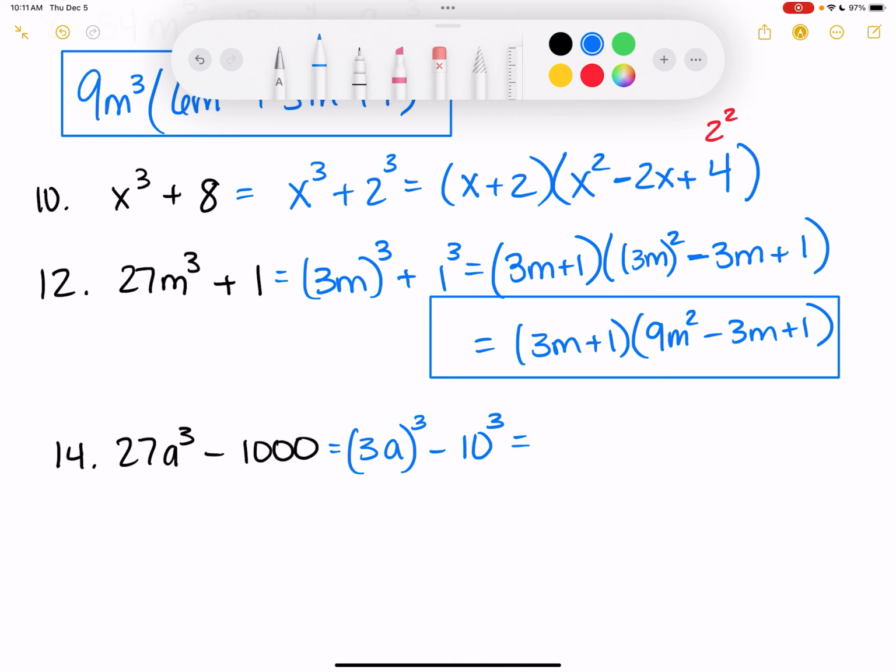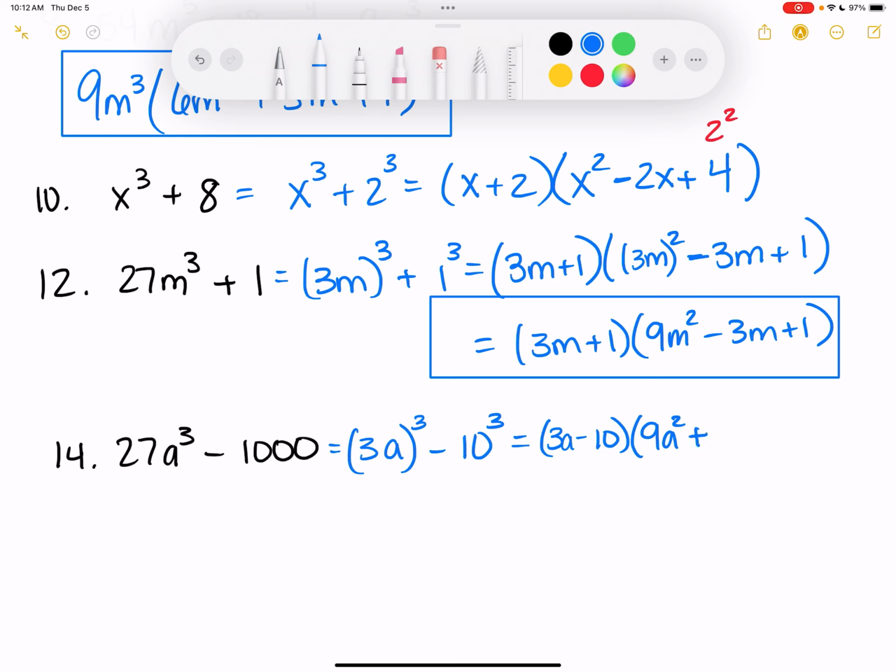So, what would go in the first parentheses for factoring? 3a minus 10. Yep, 3a minus 10, so exactly the same sign, copy down as it's written. What would be the next, or the first number in the second parentheses? And you can go straight to the answer. You don't have to write it like I did in the last one. 9a squared. Yep, 9a squared, so the first term squared. What's this sign going to be? Positive. Positive, because it's the opposite sign here.